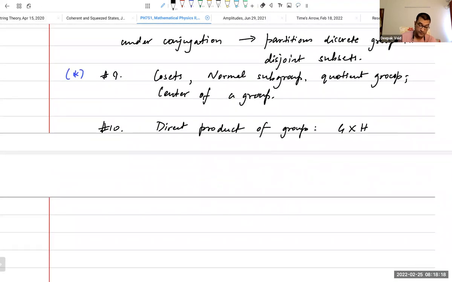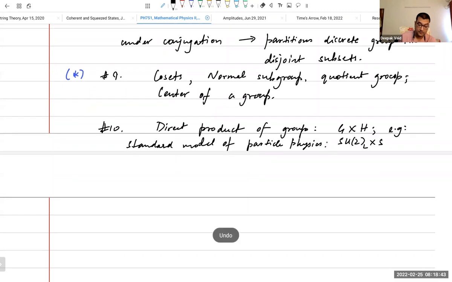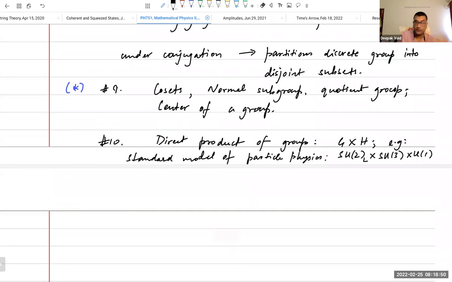As an example, let me just mention, for instance, in the standard model of particle physics, you will often see this kind of notation, SU3 cross U1. You will often see this kind of notation, which says that the group of the standard model can be written as SU3 times SU2 L times U1. So what is this? This is a group which is formed by taking a direct product of the individual groups.